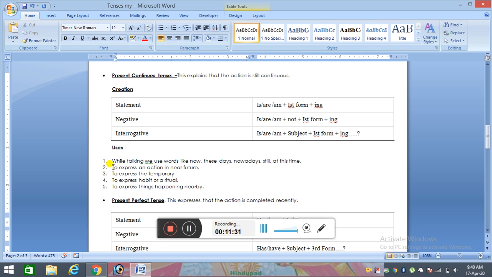And now, what else is it used for? To express an action in the near future also. To express the temporary, to express habitual or ritual, to express things happening nearby. Oh, there is a circus going on. So, which is happening nearby. Okay. Next.